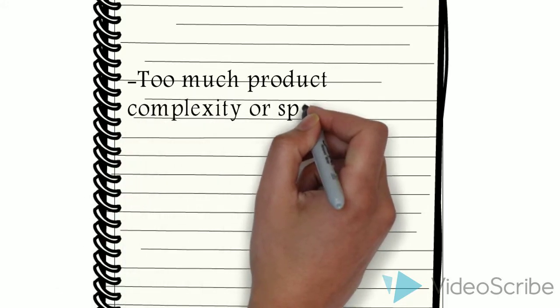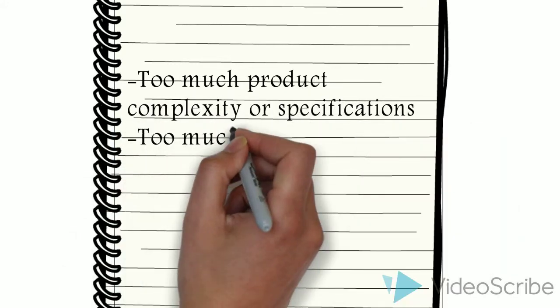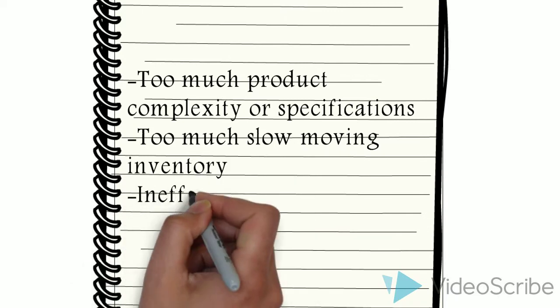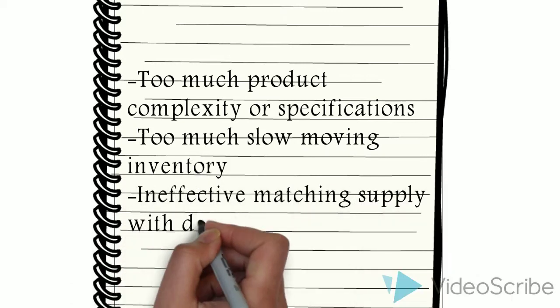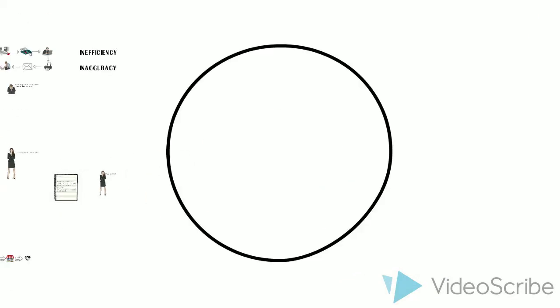First, too much product complexity and specification. Second, too many slow-moving items and also ineffective matching of supply with demand. So, by using EDI, it can help to solve your SCM problems.